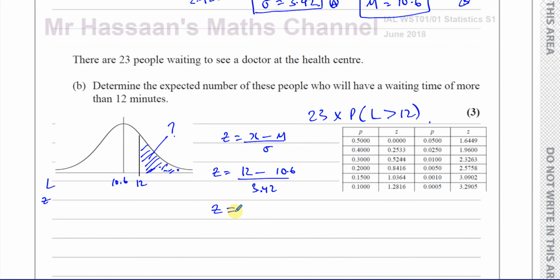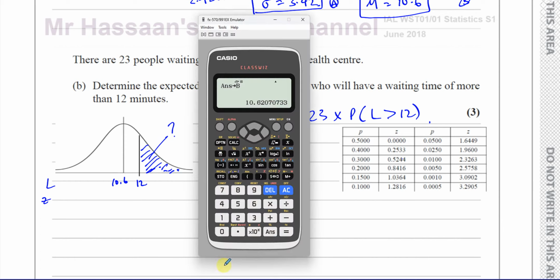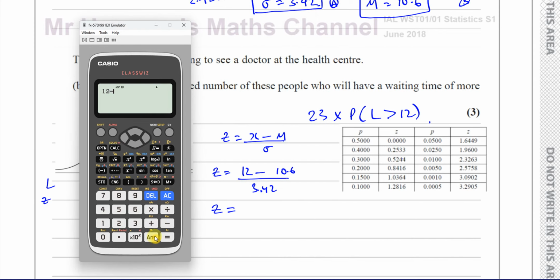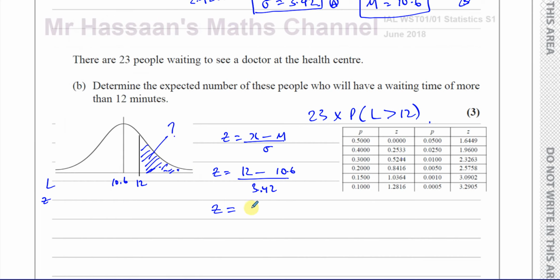So we can say Z is equal to, let's in fact use the values that we have. You get 12 minus, that's B in my calculator, so recall B, divided by the standard deviation, which is 3.42, which again is stored as A. So that gives me my Z value, which is 0.40365. Now, that's the Z value for this.